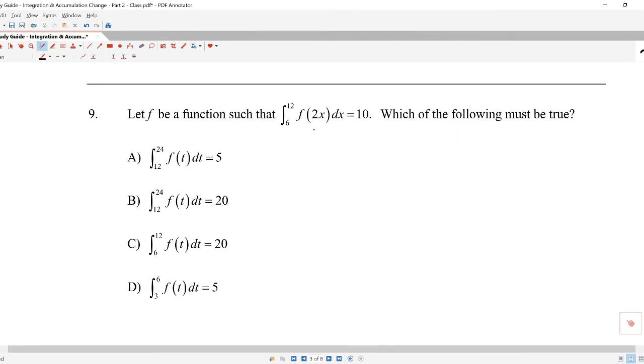Number 9, let f be the function such that the integral from 6 to 12 of f of 2x dx is 10, which of the following must be true. So this is one of those more like setup type of problems. So we're going to say u is 2x, du is 2 dx, x is 12, and 6 are my bounds. So u is going to be 2 times 12 and 2 times 6.